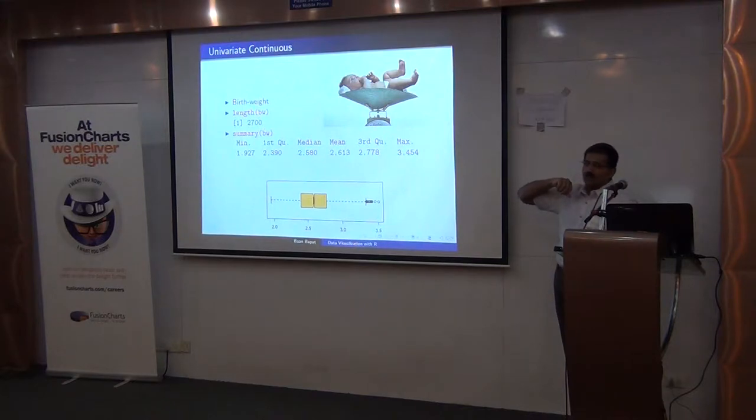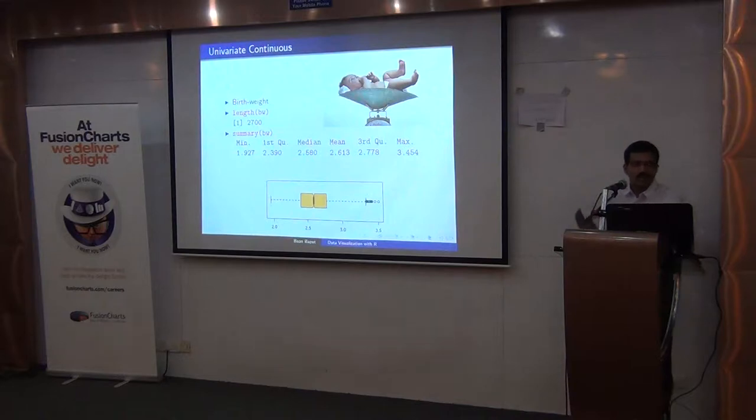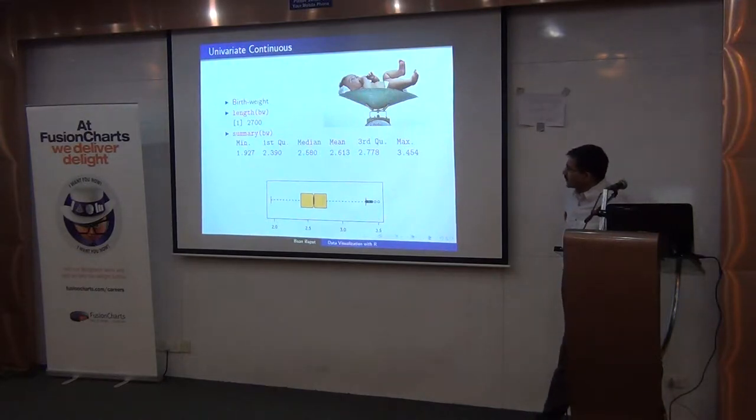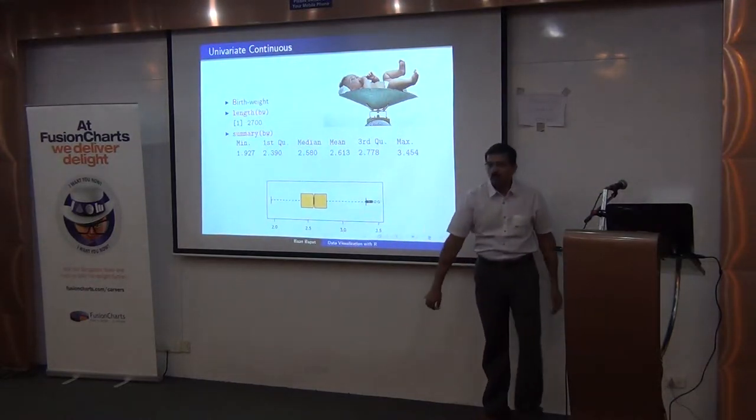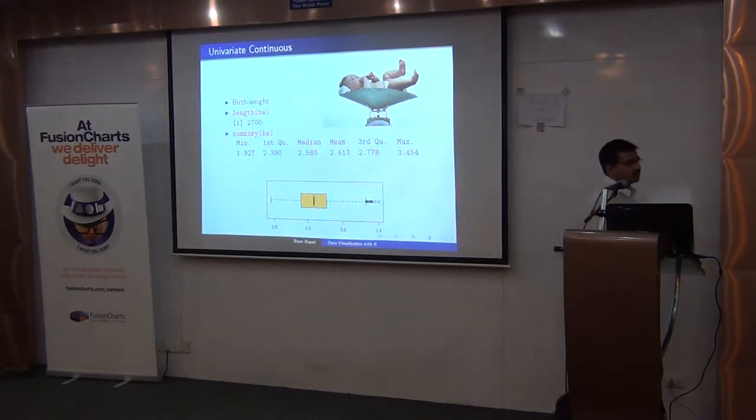Obviously what one would do if one is purely looking at the numbers is to look at the summary of that data set. It will give you the minimum, maximum, median, mean, and so on and so forth. But that still doesn't give you too much of a picture, right? So the simplest way of visualizing it is to look at the box plot of univariate data.